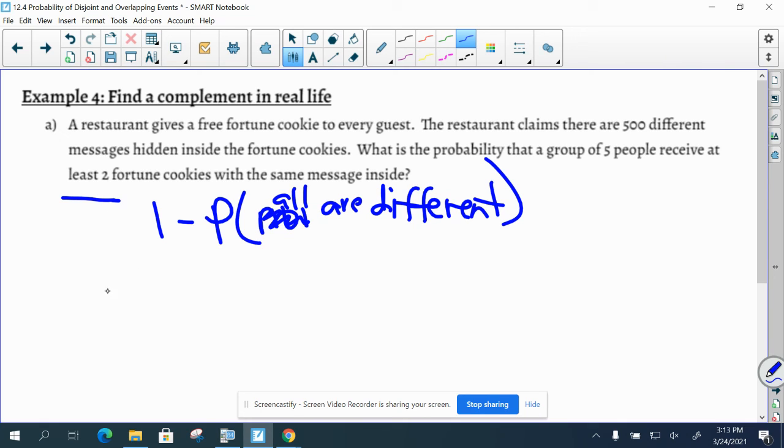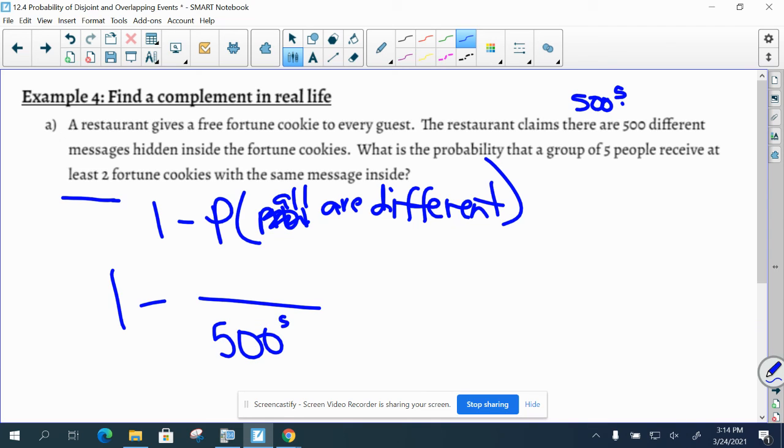So first of all, we'll need the denominator. So the denominator will be all of the different ways that 5 people could get 500 messages, whether they're the same or not. So the way to find that number is you take 500 and multiply it by 500 5 times because of the multiplication rule. But instead of doing that, we could just do 500 to the 5th power. So the denominator will be 500 to the 5th power.